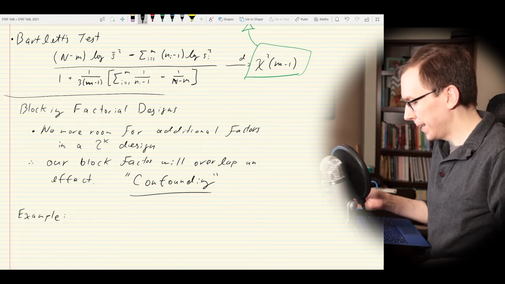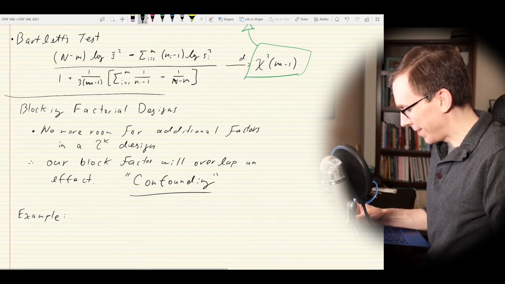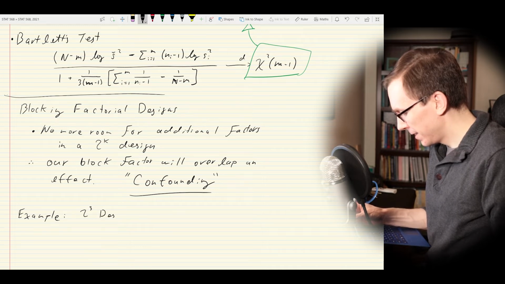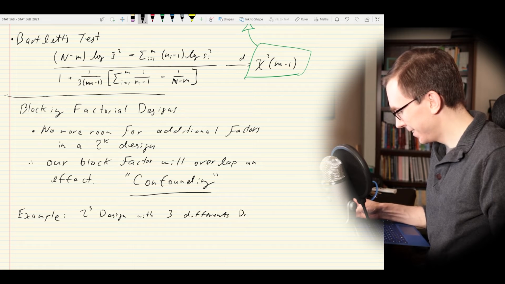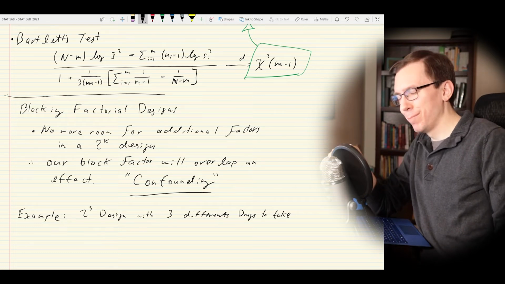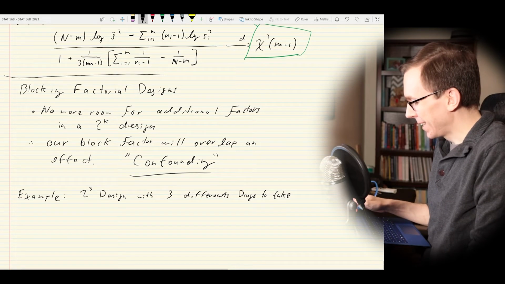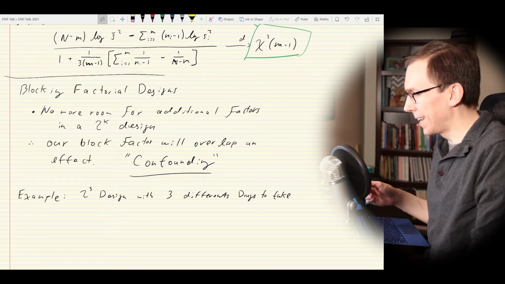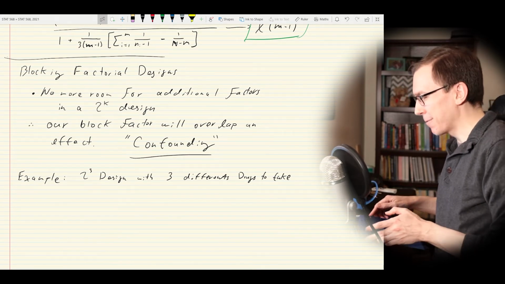Maybe the example is we have a medical trial, because why not? Let's say we have a 2 to the 3 design with 3 different drugs to take. Maybe it's a blood pressure medication, because that's the default one I always go to. So let's say we have 3 different types of drugs that may or may not affect one's blood pressure. And what we do is we want to test everything.